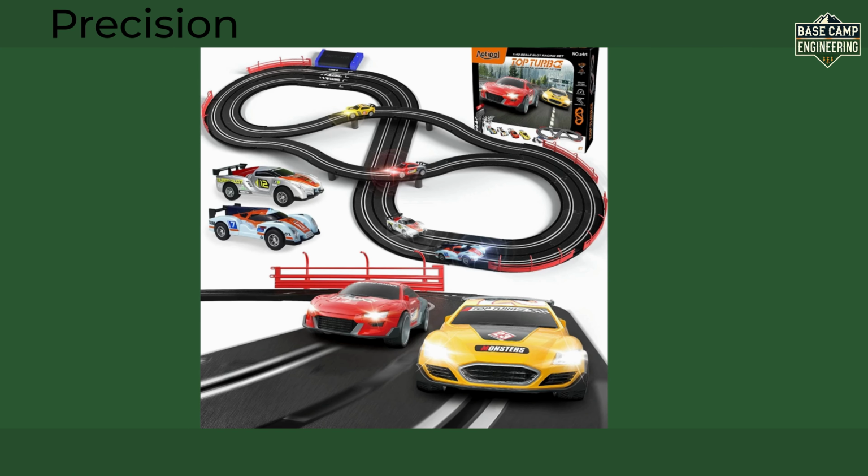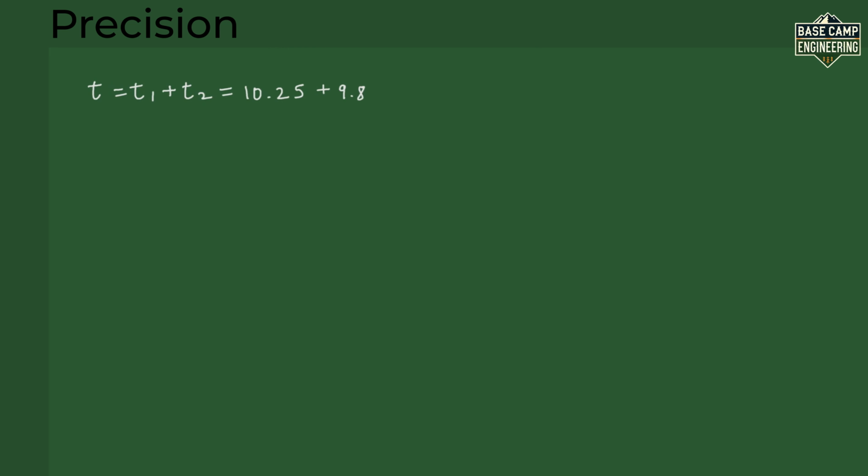Now, let's look at a time example. Imagine you are timing a toy car race. The car takes 10.25 seconds to finish one lap and 9.8 seconds for another lap. What's the total time? First, add, which is 20.05 seconds. Now, check the precision. 10.25 has two decimal places, but 9.8 has one decimal place. So, we round to one decimal place, 20.1 seconds.